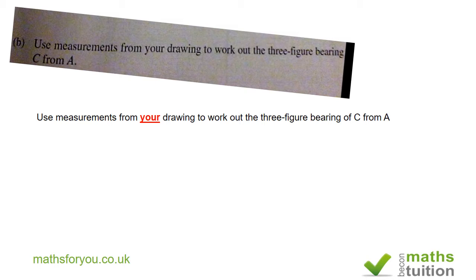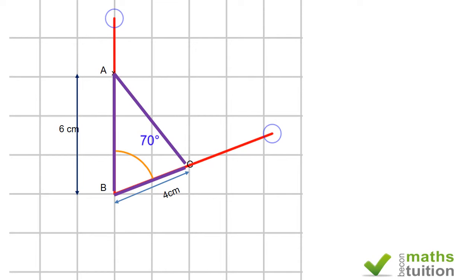So in effect, even if your drawing is wrong in the first part of this question, if you can work out the three-figure bearing of C from A by measurement, you should get some mark, as long as your measurement is correct. Even if your first drawing is wrong and your second measurement is correct from your first drawing, you should get some mark for that.